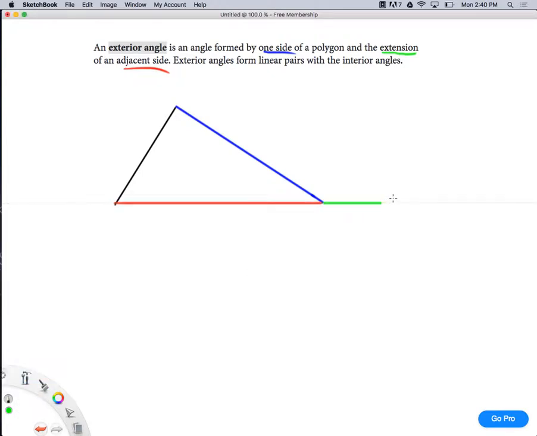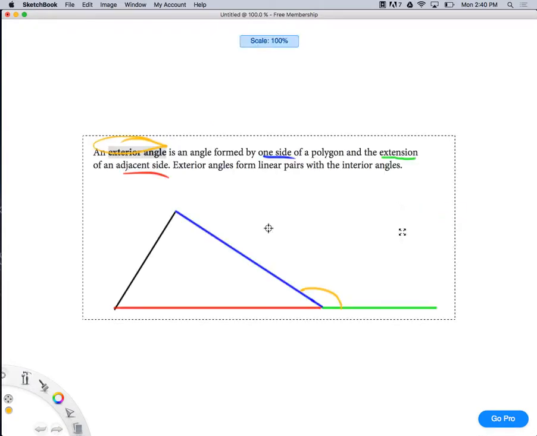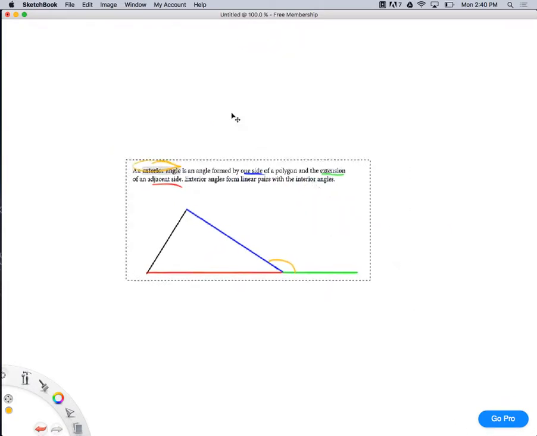So here in green is the extension. Let's take a look carefully. The exterior angle is an angle formed by the one side and the extension, so that's this right here. So you see how that's the exterior angle? Does that make sense? And exterior obviously means outside. Okay? So that's an exterior angle. So we'll keep that up here.